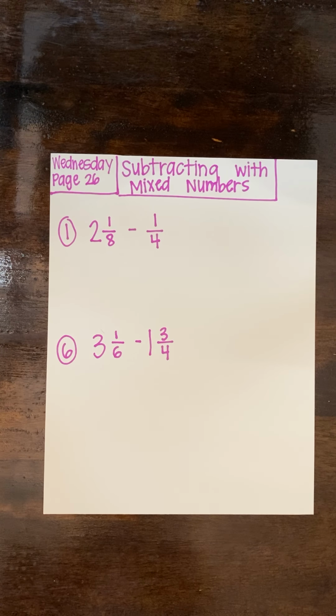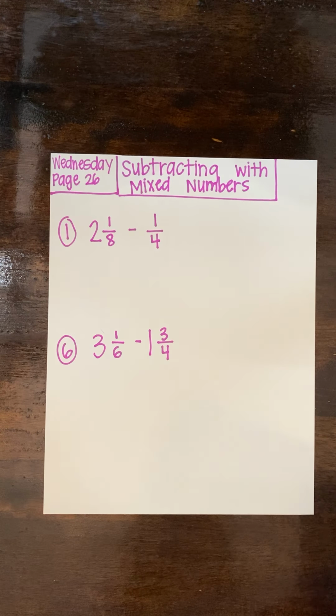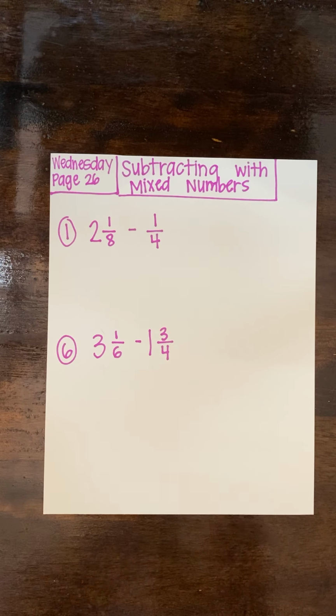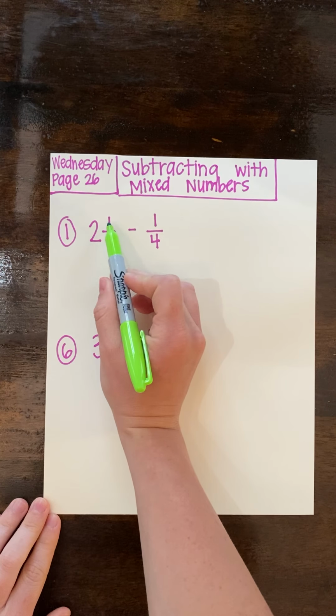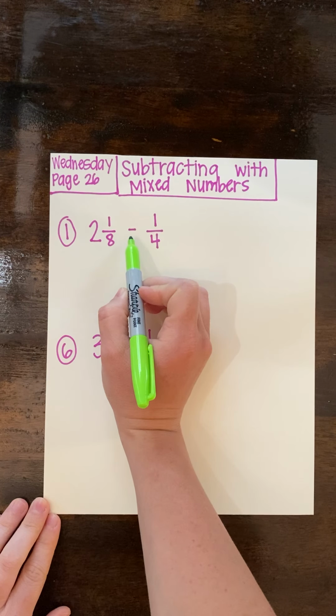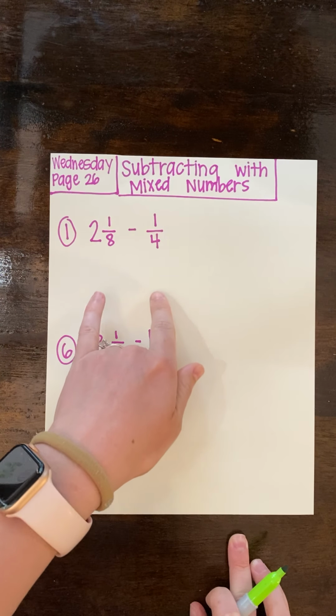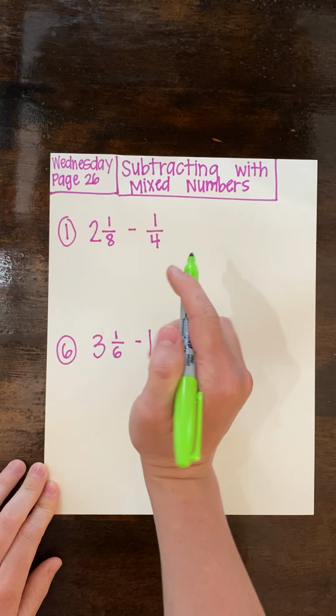Wednesday's problem set is subtracting with mixed numbers. This is page 26. So we'll look at number 1. I have 2 1/8 minus 1/4. Again, with this kind of number, you are going to do your work with your whole numbers first. But what I would like for you to look at is that 1/8. If I have 1/8, I cannot subtract 1/4 until I have the same denominator. So you might want to change your numbers to the same denominator before you start subtracting.